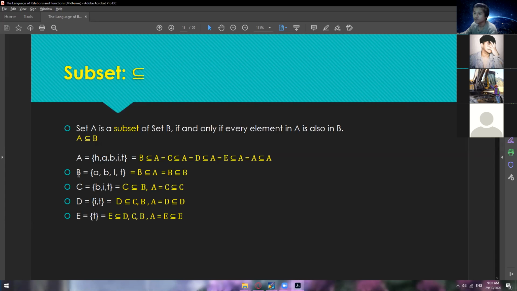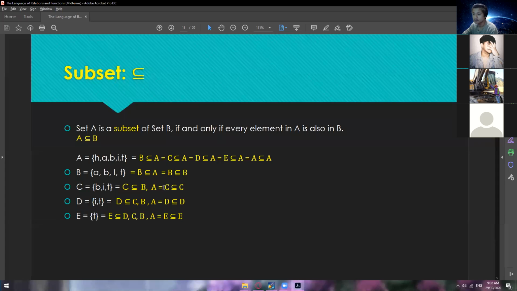Next one is letter B. We have here A, B, I, T. Just a correction: this one is a small letter I. So B is a subset of A, B is a subset of B, and you can include here C is a subset of B, D is a subset of B, E is a subset of B. As long as all of the elements of this subset can be found on the superset, which is the one on the right side, that is already a subset.